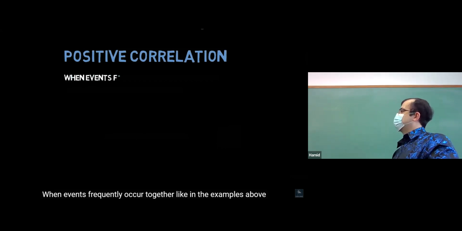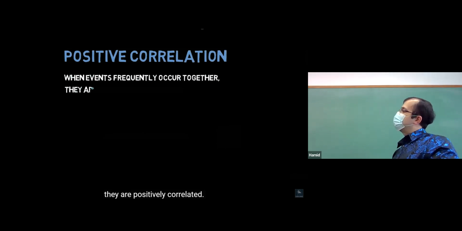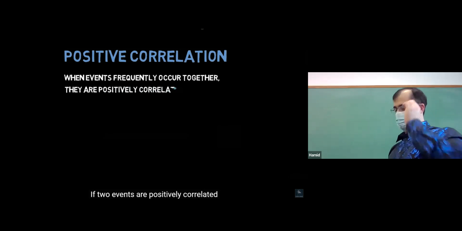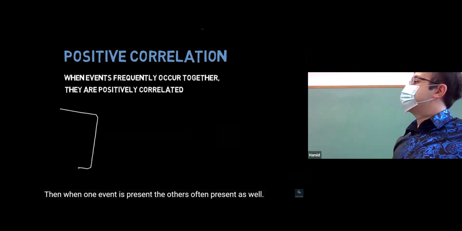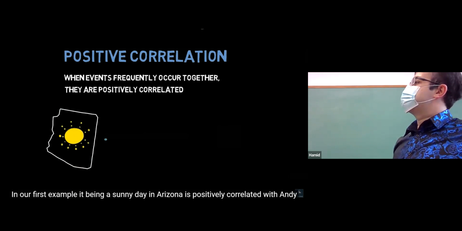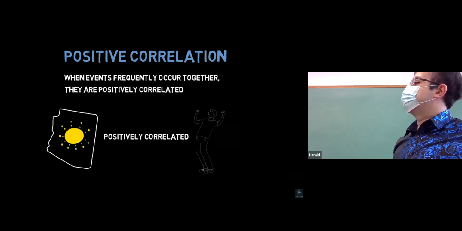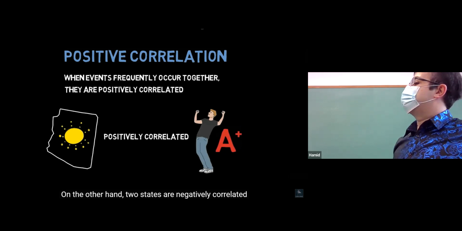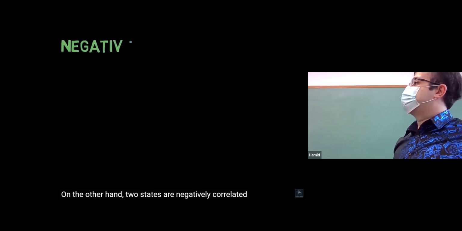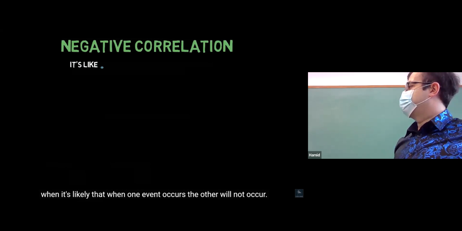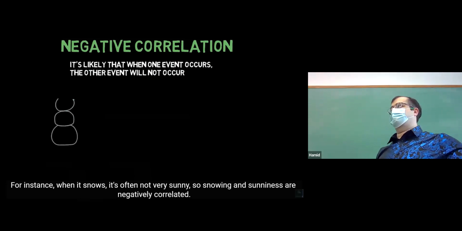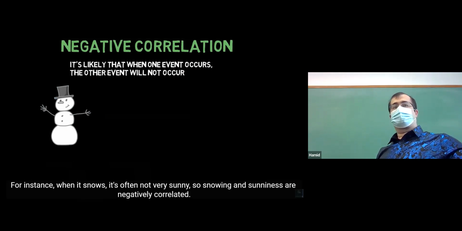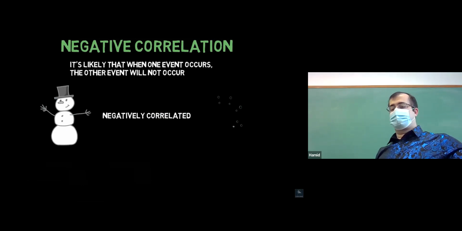When events frequently occur together, like in the examples above, they are positively correlated. If two events are positively correlated, then when one event is present, the other is often present as well. In our first example, it being a sunny day in Arizona is positively correlated with Andy succeeding on his math test. On the other hand, two states are negatively correlated when it's likely that when one event occurs, the other will not occur. For instance, when it snows, it's often not very sunny, so snowing and sunniness are negatively correlated.